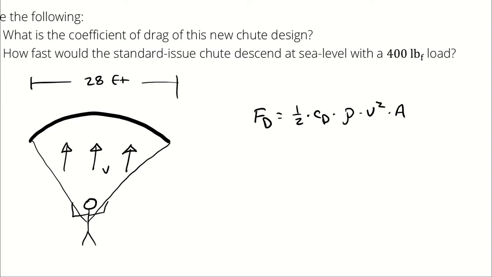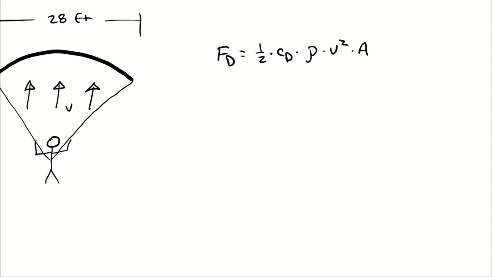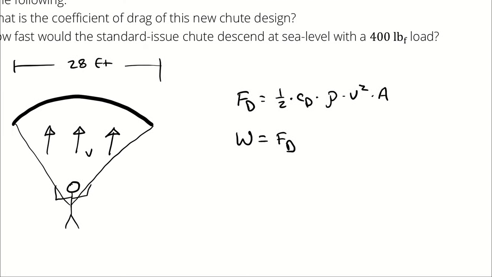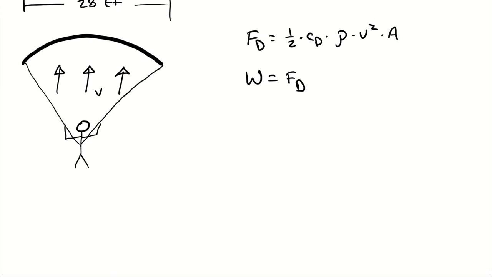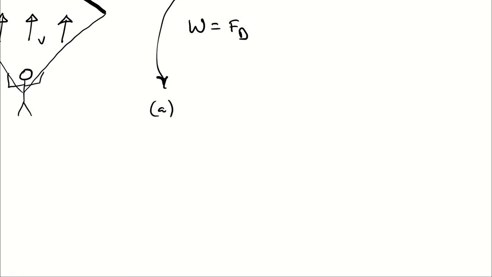Also note, for the trooper to be falling at terminal velocity, we're saying the weight is equal to the drag force. So when we plug in 400 pounds of force for a weight, we are applying that to the drag force as well and figuring out what the terminal velocity will be. So for part A, we are figuring out what the coefficient of drag is, so we're going to solve this equation for coefficient of drag.